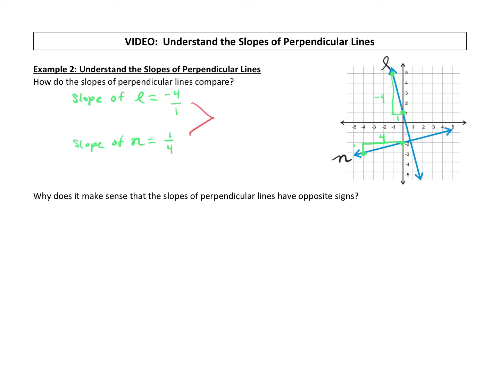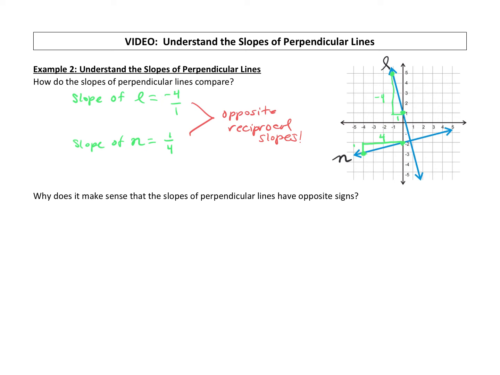So what we notice in looking at our two slopes, how do they compare? Are they opposite reciprocals of each other? If I were to take -4 over 1, flip it for the reciprocal, change the sign for the opposite, would we get 1 over 4? You notice that, yeah, we would. These are opposite reciprocal slopes.